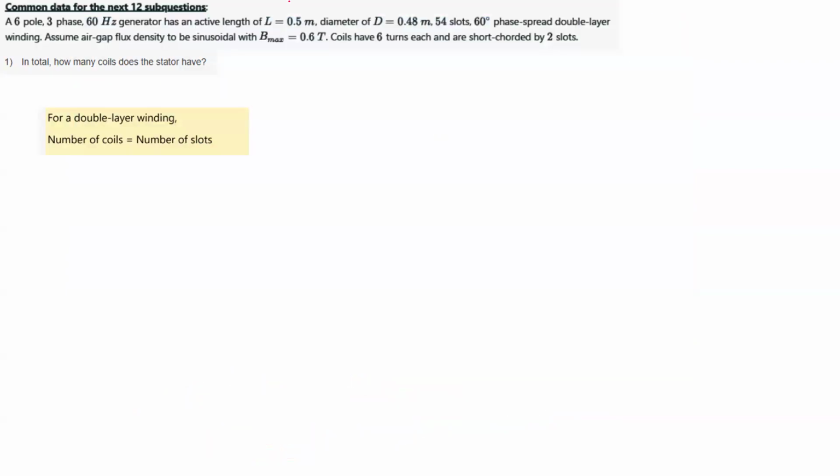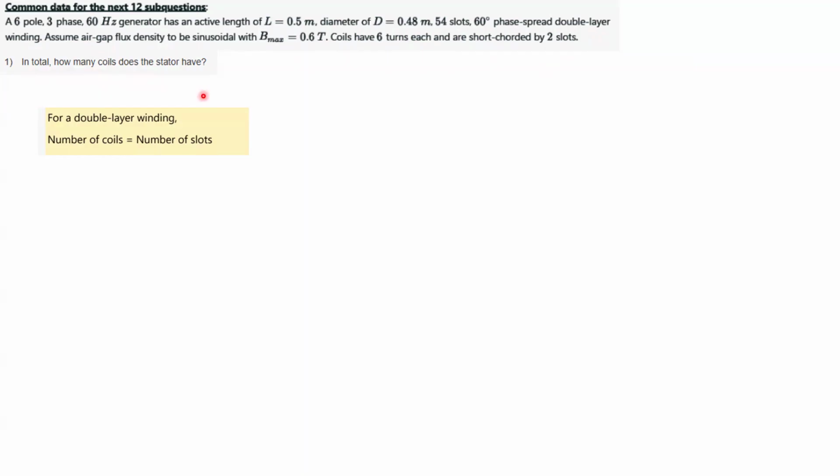Here the question is, this is the common data for the questions. In this common data, what is given is a 6 pole, 3 phase, 60 hertz generator that has an active length of L equal to 0.5 meter, a diameter as given, 54 slots, 60 degree phase spread, double layer winding. Assume the air gap flux density to be sinusoidal with the given Bmax. Coils have 6 turns each and are short pitched by 2 slots. First of all, they're asking how many coils the stator has.